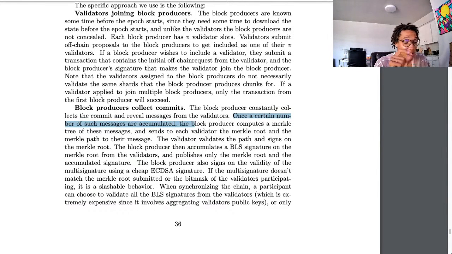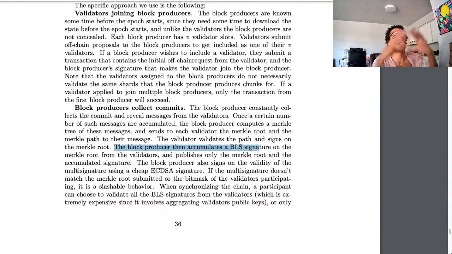So they validate the path saying, okay, I checked the data. This is actually correct from the Merkle tree to myself. I'm signing on it. And now when you send it back, the block producer accumulates those signatures from all the different validators saying, yeah, it's true, yeah, it's true. And then the block producer sends that message. So that's a way just to keep the overhead of the validators down.